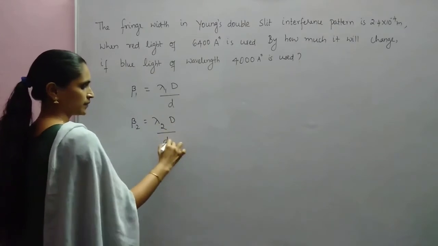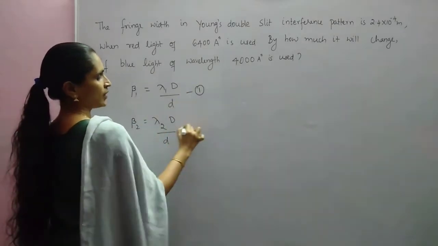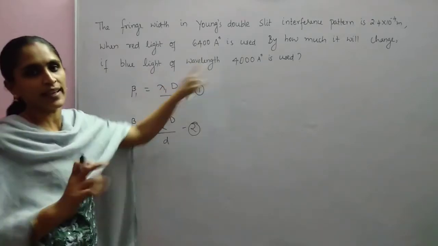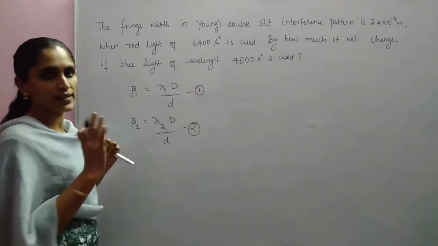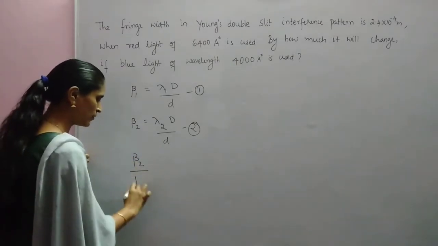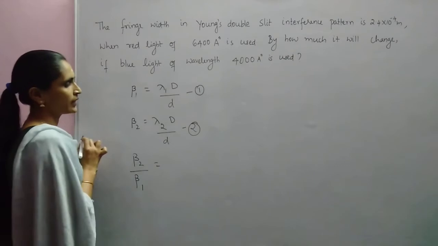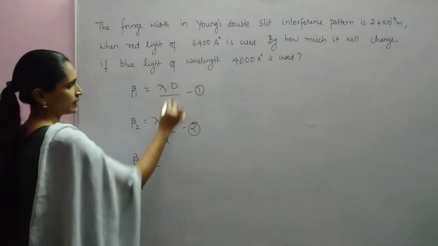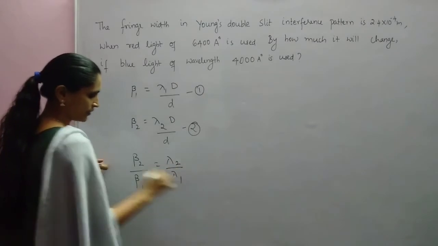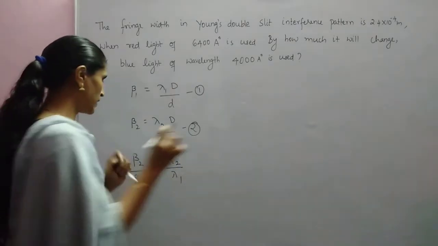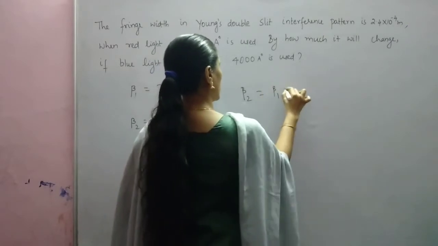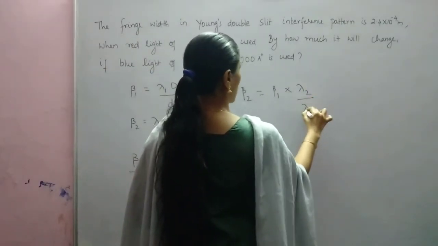So you can divide. Why are we writing like this? Because only the wavelength of light is changed. The distance between slits and the distance between the slit and screen remain the same in both cases. So beta 2 by beta 1 is equal to, what will you get? This D by d will get cancelled. We can write lambda 2 by lambda 1. But you have to find beta 2. So beta 2 is equal to beta 1 into lambda 2 by lambda 1.